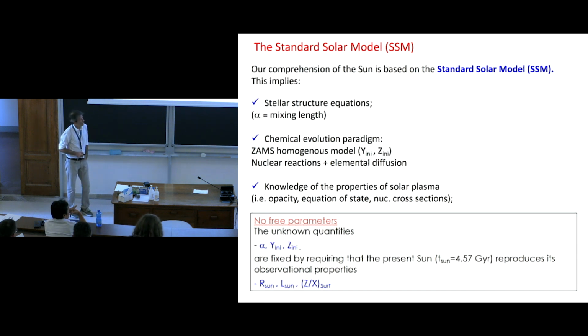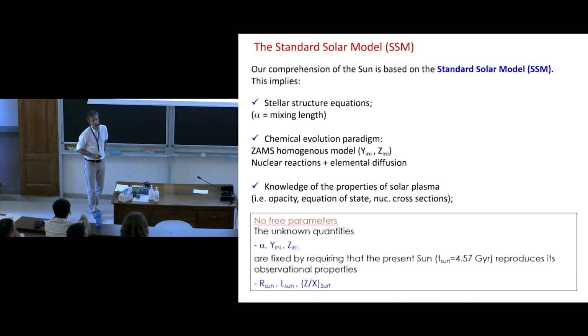The unknown quantities which are necessary to define this calculation scheme are the mixing length parameter, which basically determines the efficiency of surface convection in the sun, and the chemical composition of the initial homogeneous ZAMS model. They are fixed through a calibration procedure, that is, they are chosen in such a way that the predictions of the solar model reproduce a few observational properties of the present sun, which are well determined experimentally.